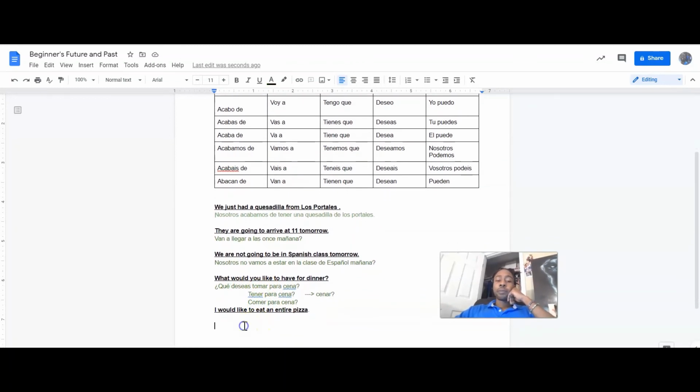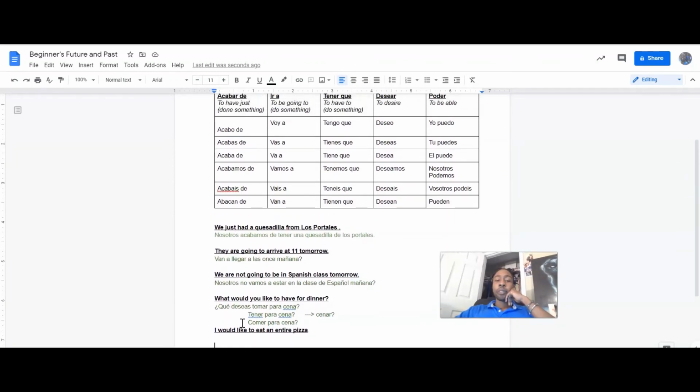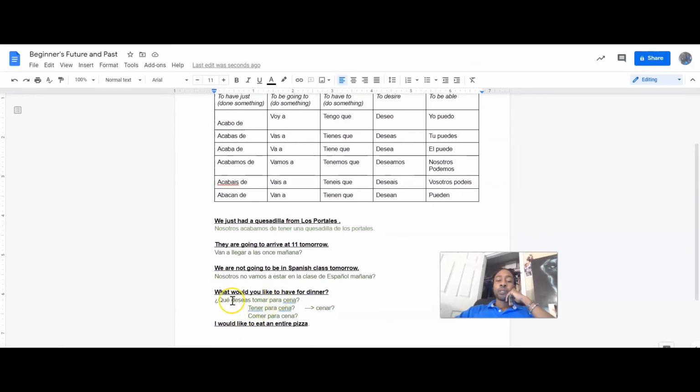All right, our last one is I would like to eat an entire pizza. So again, we're using this verb desear, and it specifically says to eat, which we know from our last video is comer. So we're going to go and say, yo deseo comer una pizza entera.